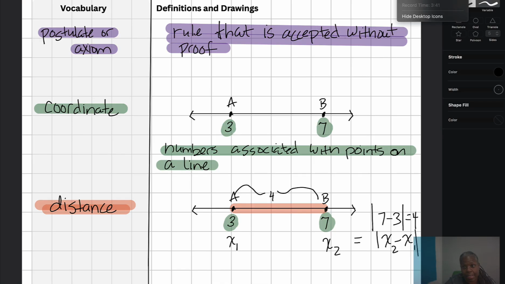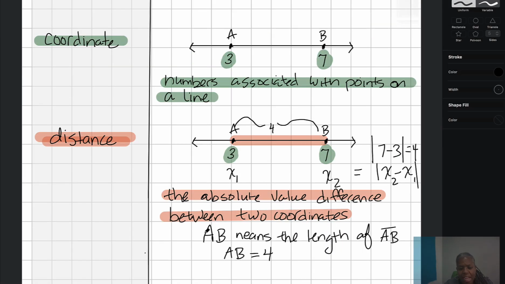Write that down, please. By the way, when you see 2 letters side by side like this, AB means the length of segment AB. And so in this case, AB, no line at the top, but it means the length of AB would be 4. Make sure you get this down. This is going to be important for your notations, okay?